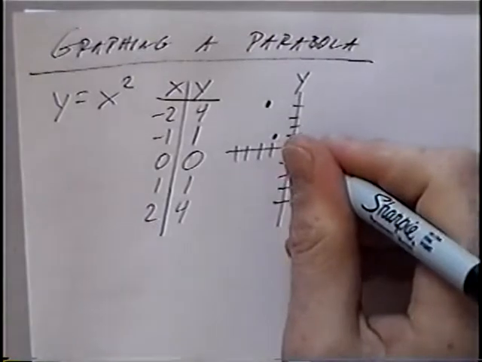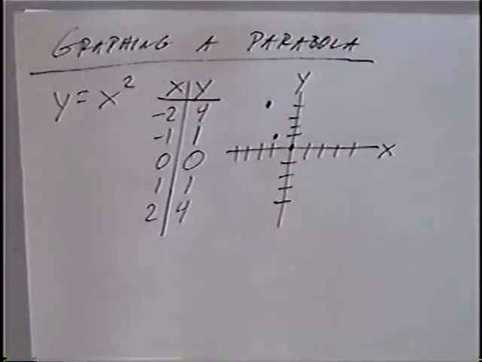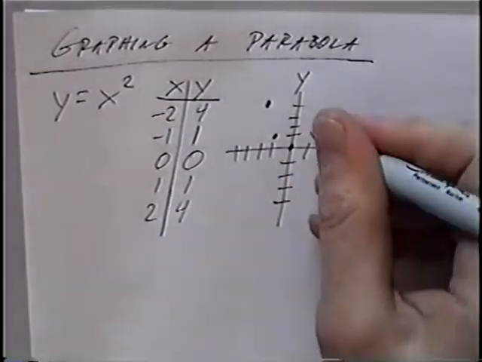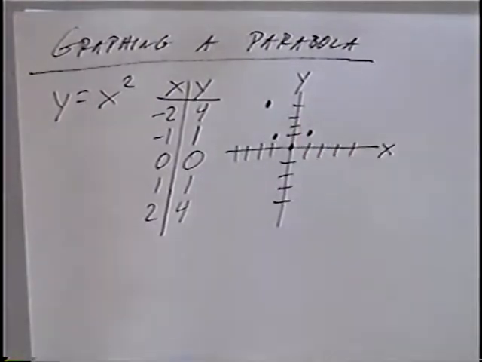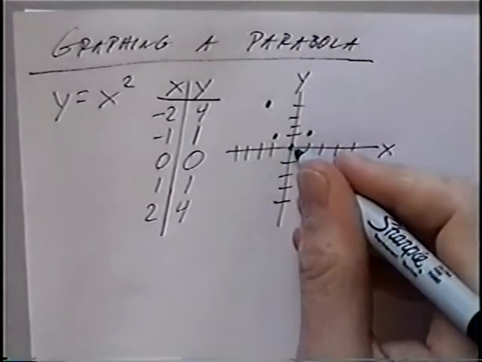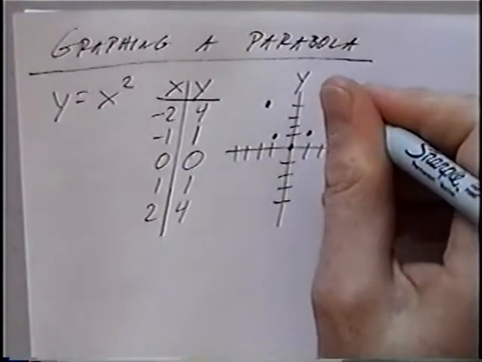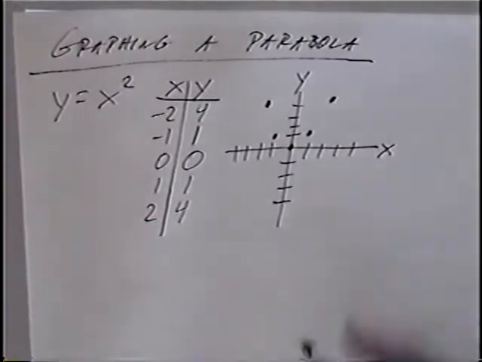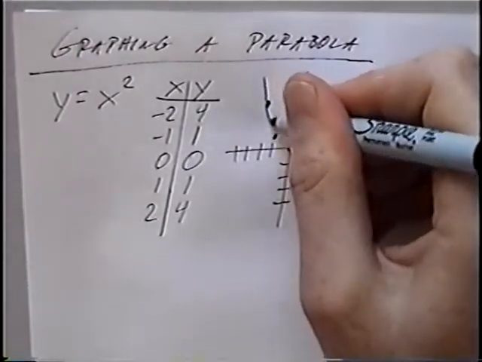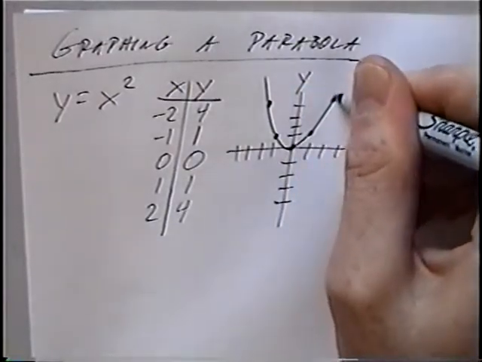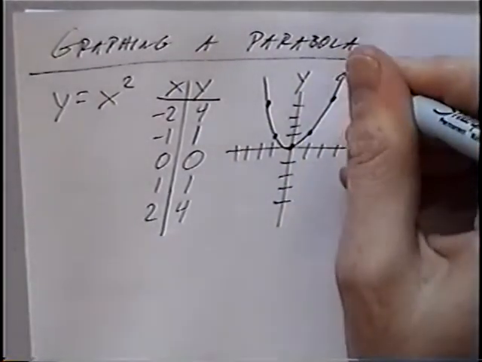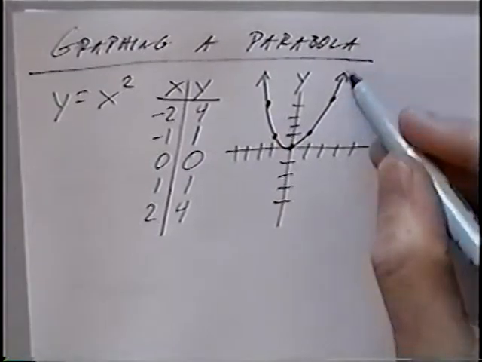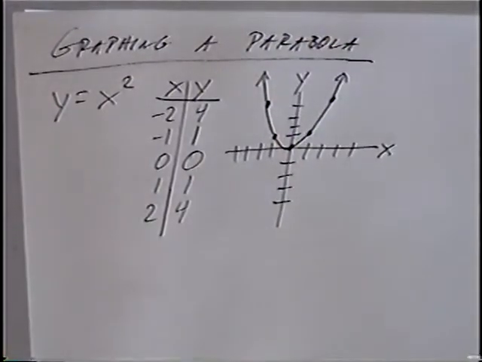0, 0 is at the origin or the middle of the graph. 1, 1 will be to the right 1 and up 1. And 2, 4, +2, and up to 4. With all 5 spots, it makes a U shape, which is also known as a parabola shape. So we can connect those, and we'll put arrows out at the end because the graph will keep rising on both sides.